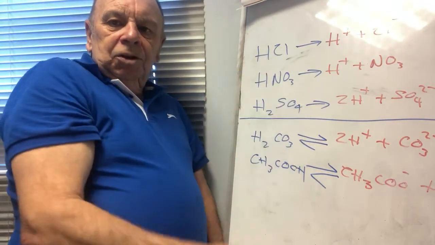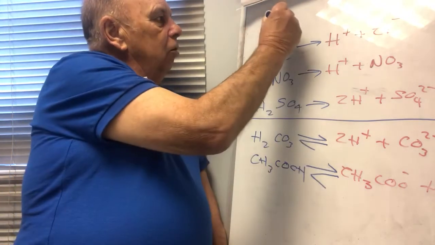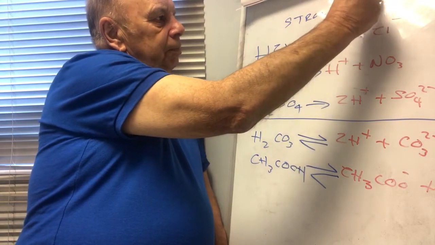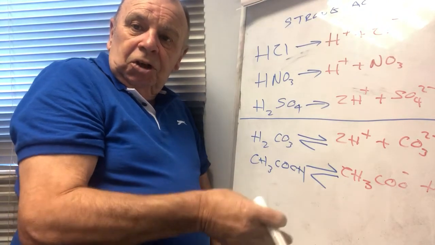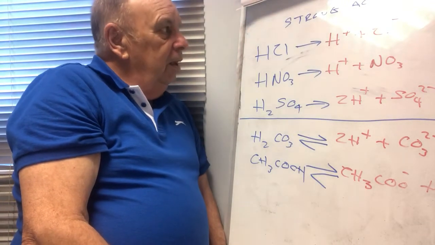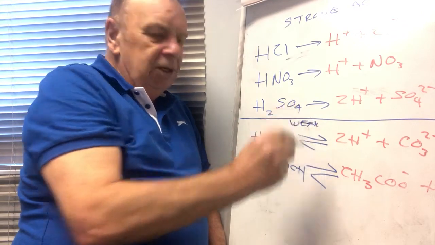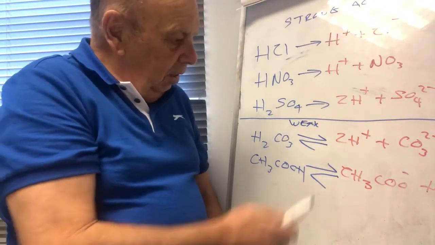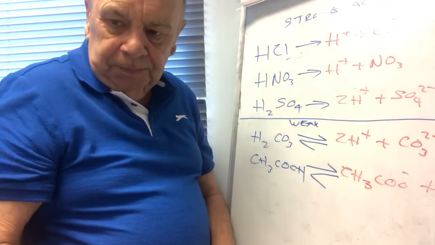These acids on the top are called strong acids, because they completely ionize or dissociate into hydrogen ions when they're added to water. And the opposite of strong is weak acids. These are acids that partially ionize, they don't completely ionize into hydrogen ions when added to water.